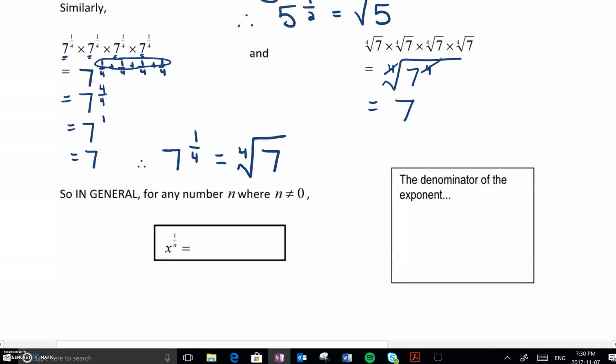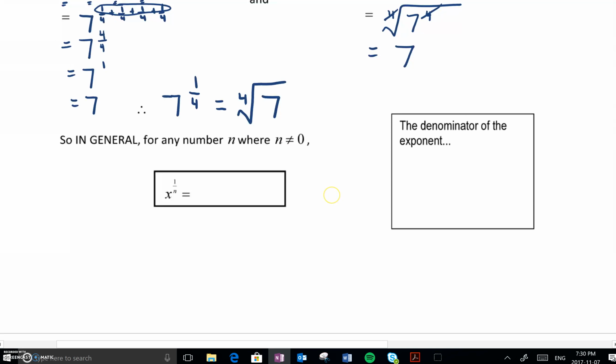So there's a rule for this. Okay, so if you didn't understand what I just did, you don't really need to worry too much. You'll never need to prove it. You just need to understand that for any number n, where n cannot be equal to 0, because that's the denominator and that sets a restriction, when you have an exponent that's a fraction, you create a root.